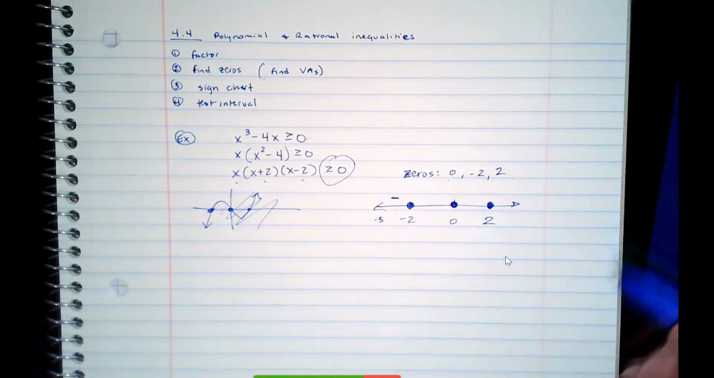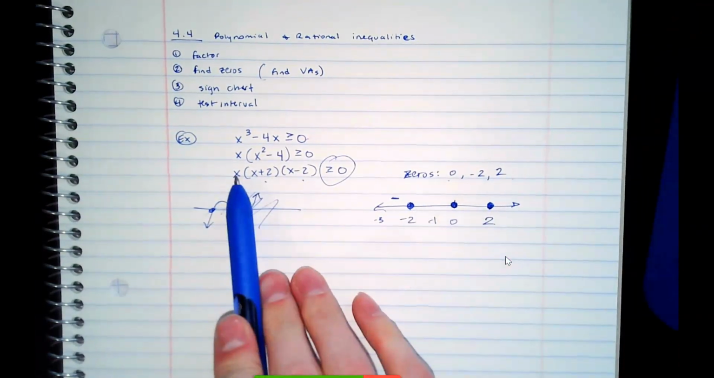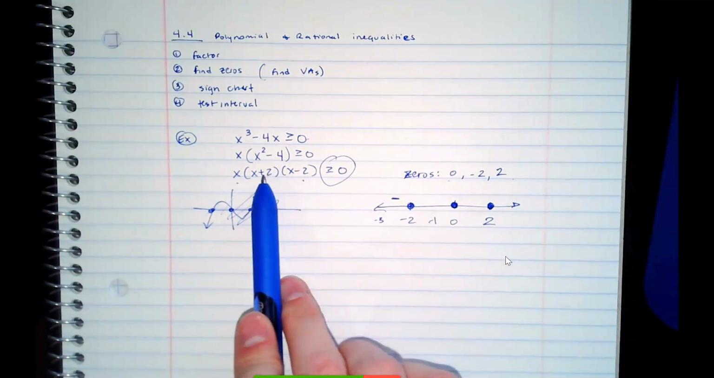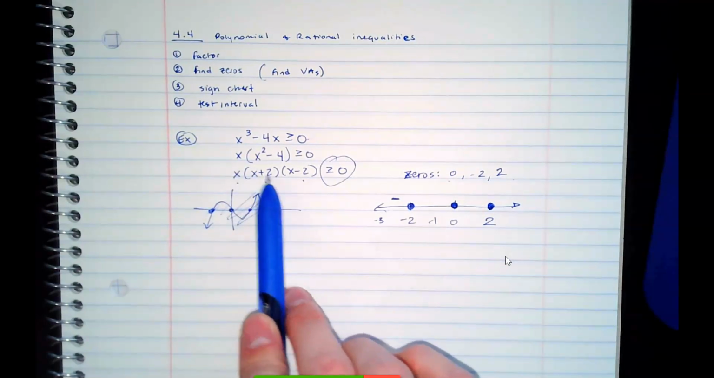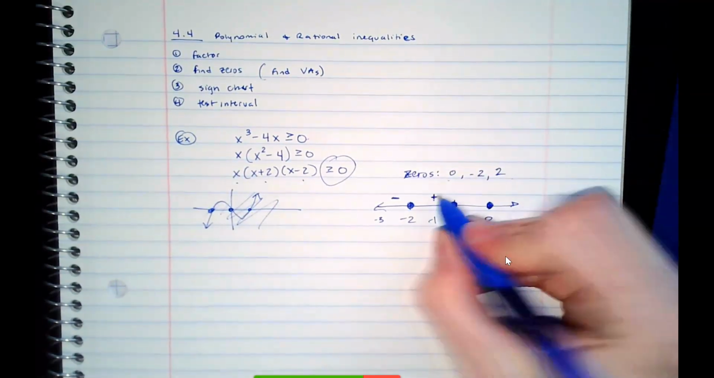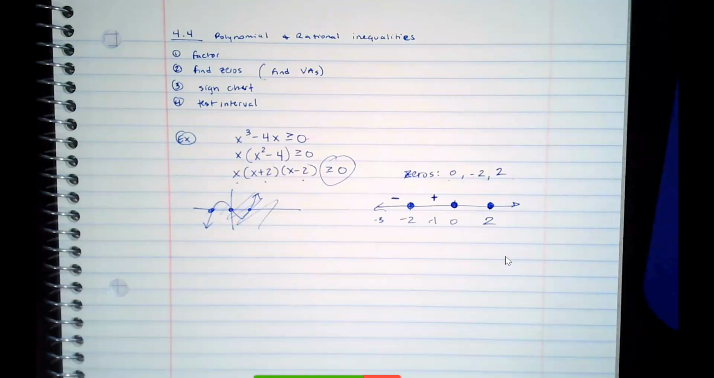Pick a number between -2 and 0. How about -1? That would be negative. This group, when we plugged in -1, would be positive. This group, when we plugged in -1, would be negative. Negative times a positive times a negative would be a positive. The two negatives would make a positive.